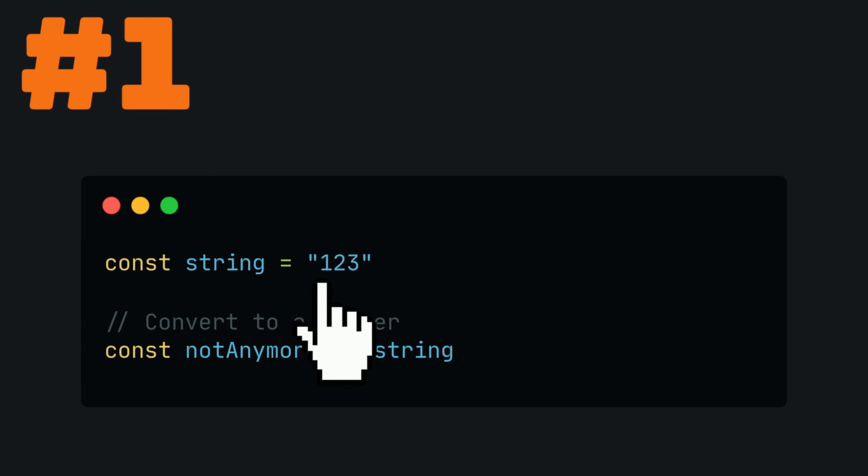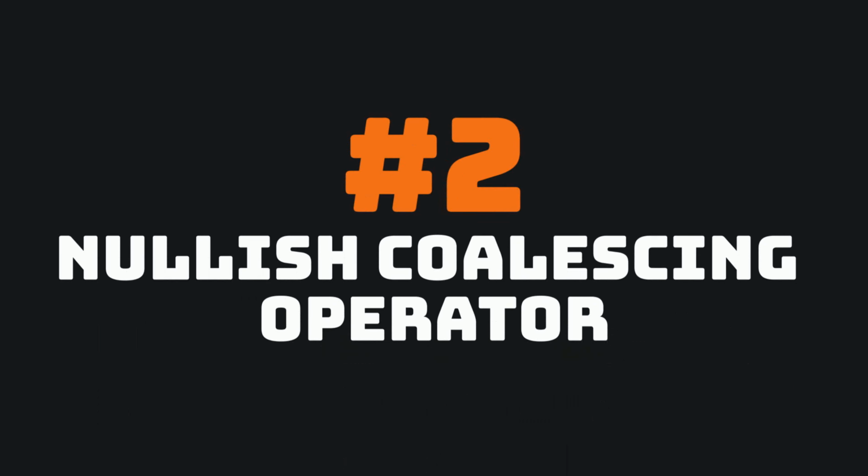If you need to quickly convert a string to a number, and the string only contains numbers, you can just add a plus to the front of it, and JavaScript automatically changes it into a number. Cool, right? Next, number 2, nullish coalescing operator.